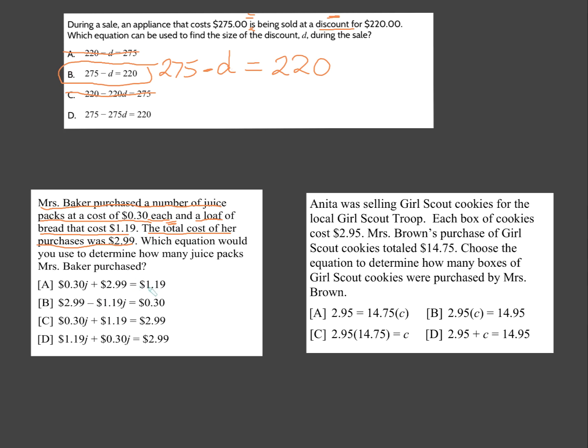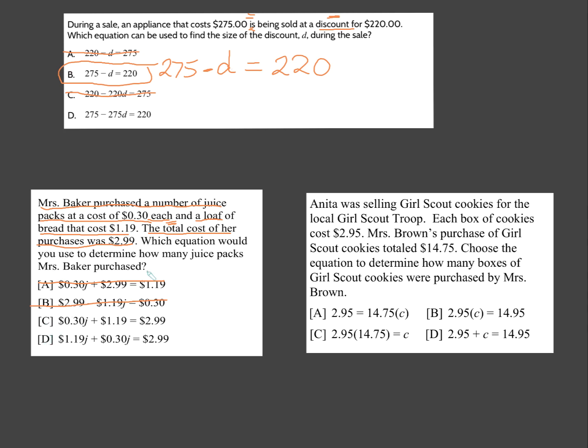Let's look at our answer choices and use the process of elimination. Now A equals $1.19. Now remember, the $1.19 was the loaf of bread. How can you equal the loaf of bread? That's not our answer. B is equaling 30 cents. Remember, the 30 cents was the cost of one juice pack, so our answer can't be B. Remember, it must equal $2.99. So our answer is either C or D.